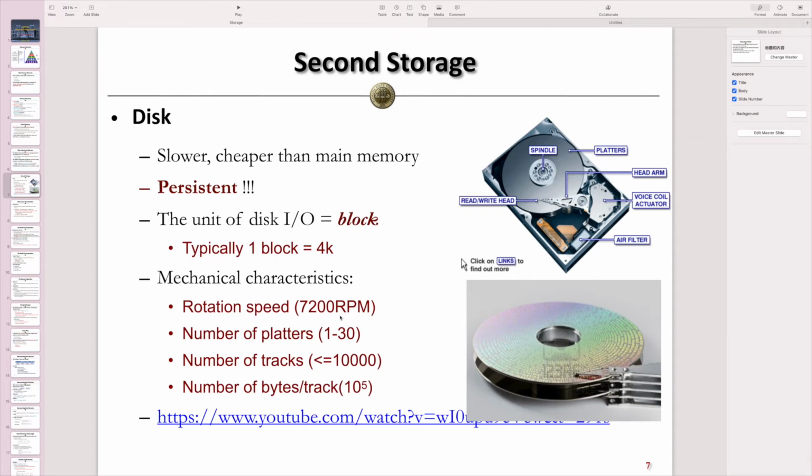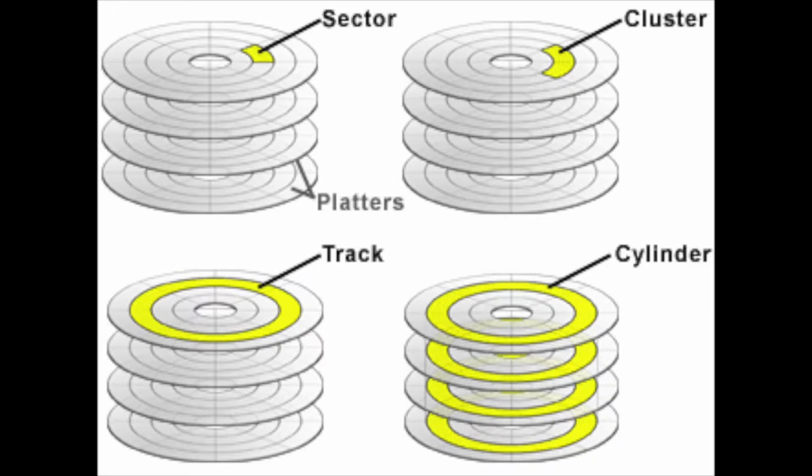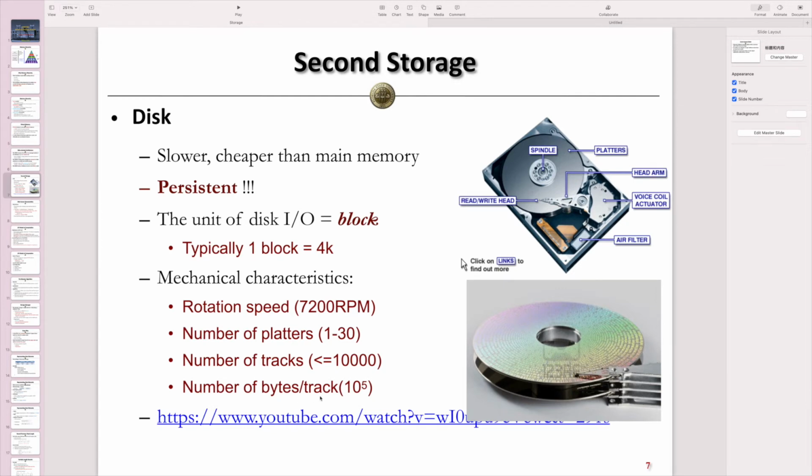And with the number of plates in the hard drive, it controls how much space you can have for storing the data, right? Depending on the disk you're buying, the number of plates can be either 1 or 2 to 30 plates in the disk. The number of tracks on the disk denotes how many tracks we can have on the plates for storing the data. It also controls the space we can have for the disk, as does the number of bytes per track. At the bottom of this page, we also have one link introducing more detailed information about disk, and we can watch this together.